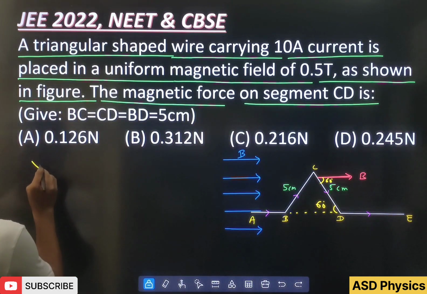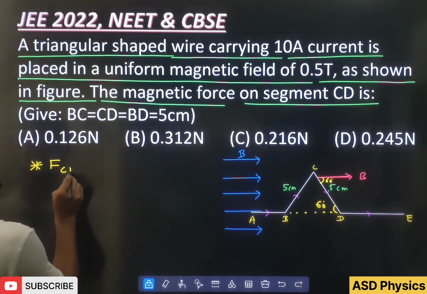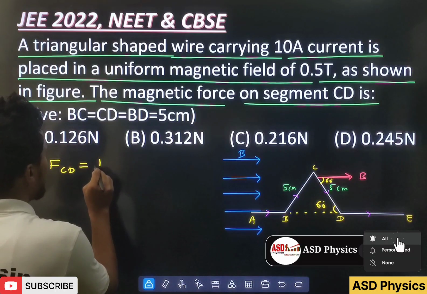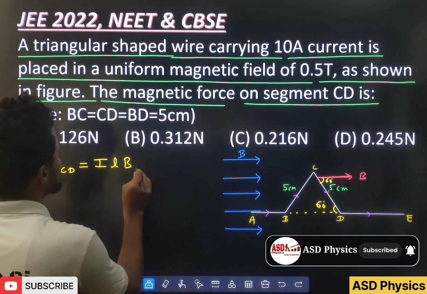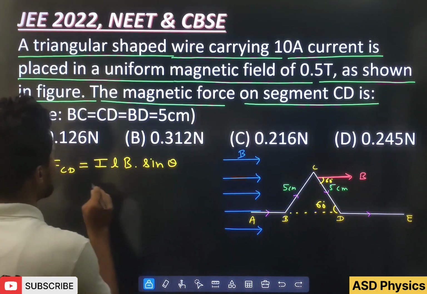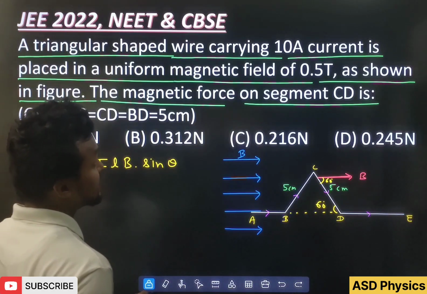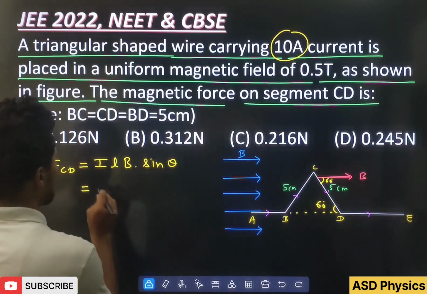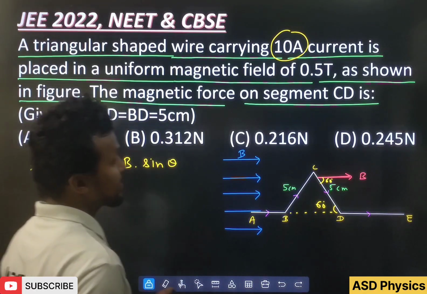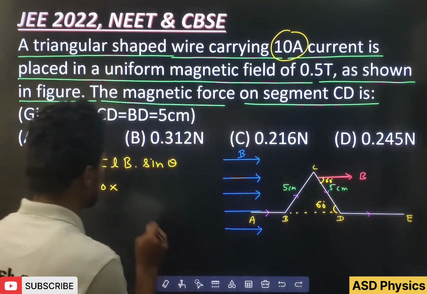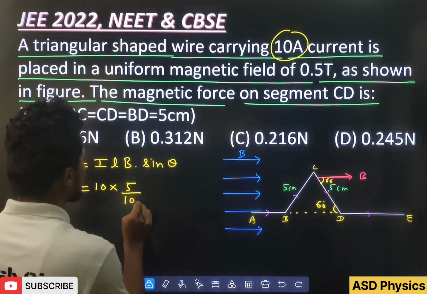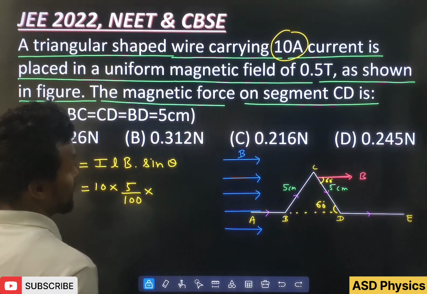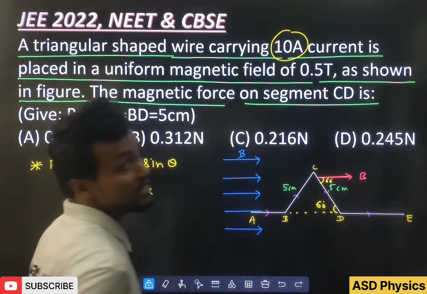Okay, so if I calculate the force on segment CD according to the situation, what is the formula? ILB sin theta. Okay, ILB sin theta. Now what is the current? How much current is given here? You can see very well, the current given is 10 ampere. So 10. Okay. After that, how much length is given here? See, 5 centimeter. That means I can convert into meter, everything in SI, because see the options, Newton is there. 5 by 100.